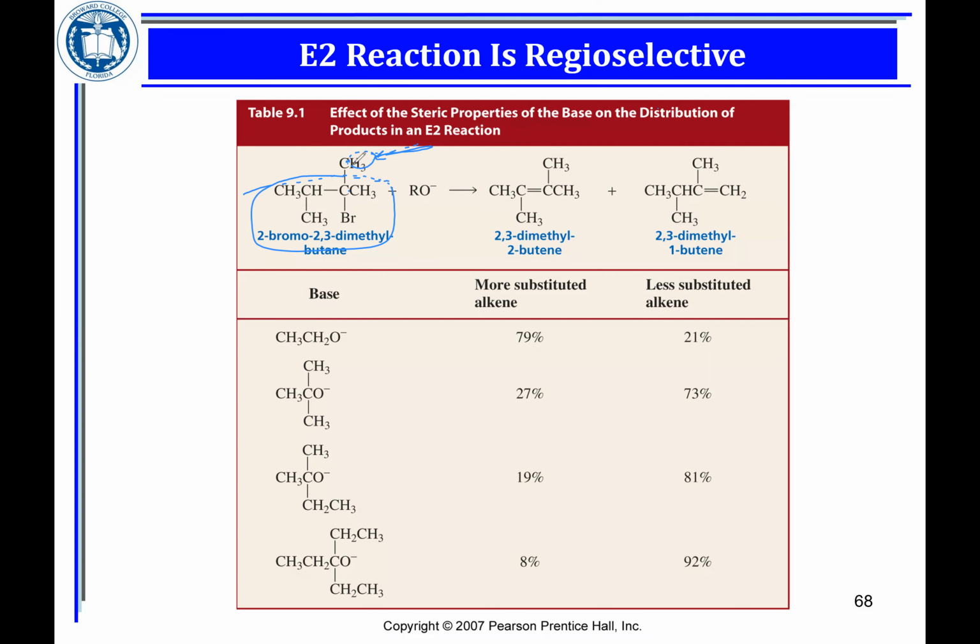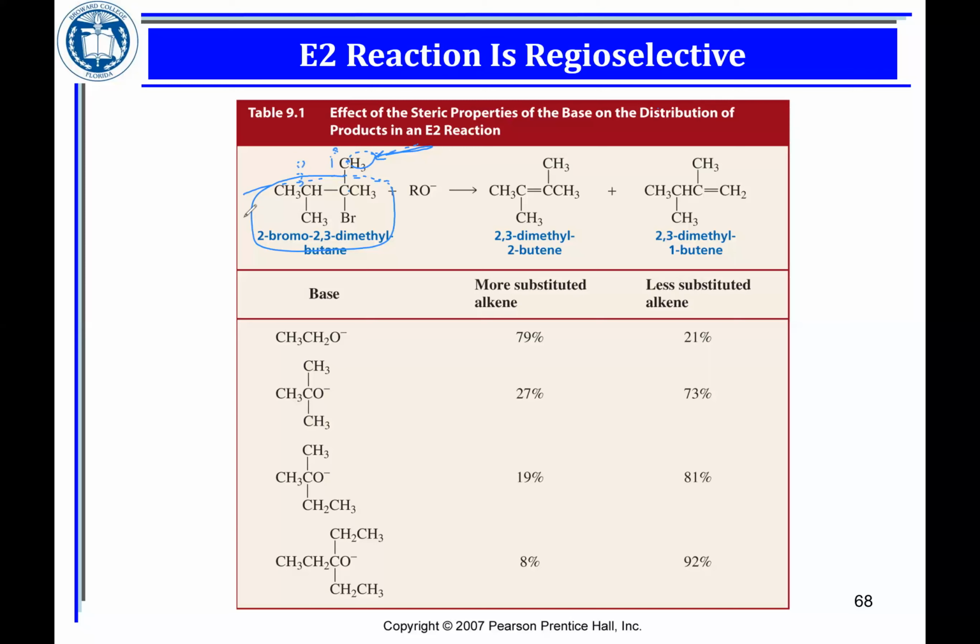So this is more accessible or less hindered hydrogen. When we talk about less hindered, we're talking about less sterically hindered: the hydrogen is attached to fewer alkyl groups. This is like primary, and this is tertiary. You could say it that way. So removal of hydrogen from primary means more accessible, while from tertiary it is more hindered hydrogen.